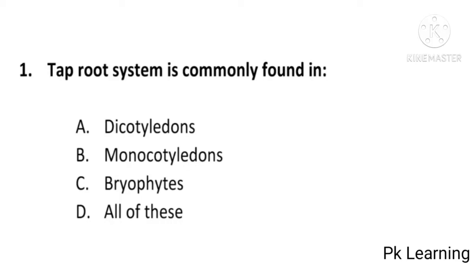Viewers, today we will discuss the 50 most important MCQs about angiosperms for any exam like PGT, TGT, PPSC or FPSC, or any university entrance exam at any level, MSc level, MPhil level or PhD level. Let's start it, and the first question is: taproot system is commonly found in dicotyledons, monocotyledons, bryophytes or all of these, and the answer is A, dicotyledons.